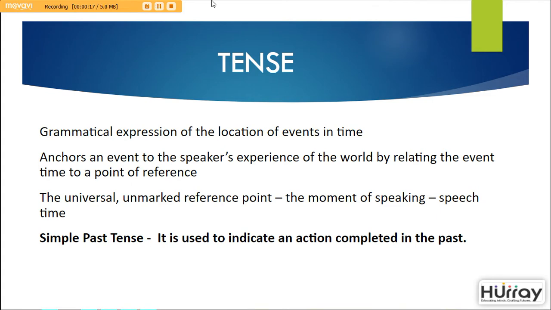Tenses denote the grammatical expression of the location of events and time. They anchor an event to the speaker's experience of the world by relating the event time to a point of reference, the universal unmarked reference point, the moment of speaking, the speech time. Today we shall be covering the simple past tense, which is used to indicate an action completed in the past.